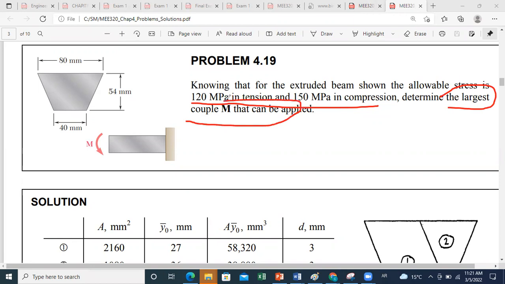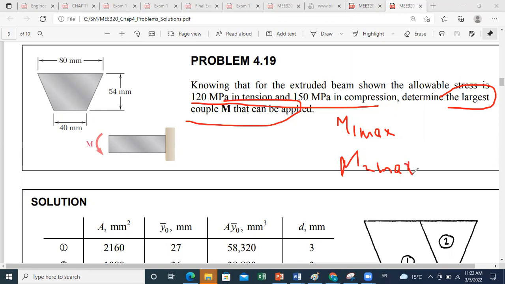So always we should find the maximum to not exceed the tension allowable stress. What is the maximum to not exceed the compression allowable stress? And of course, we select the lowest between the two, okay? Because let's say you will get M1 max and M2 max. To be on the safe side, you should select the lowest between the two, okay?